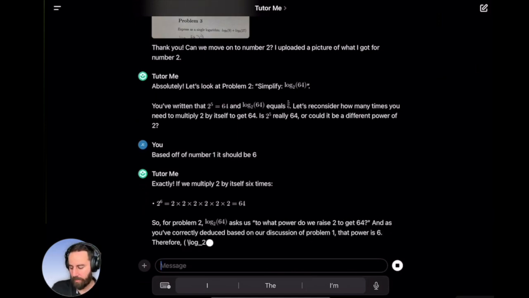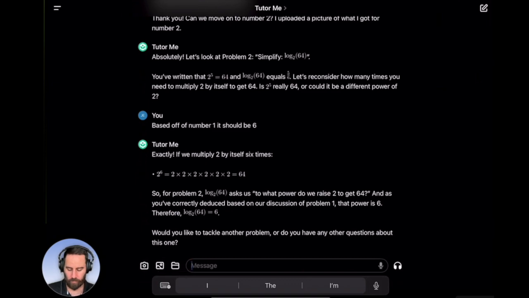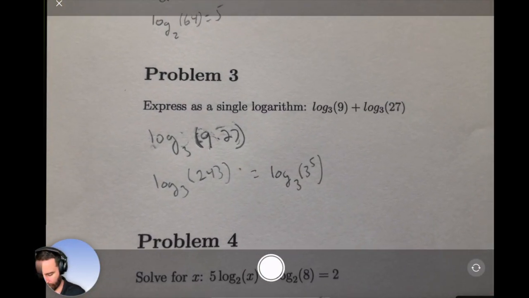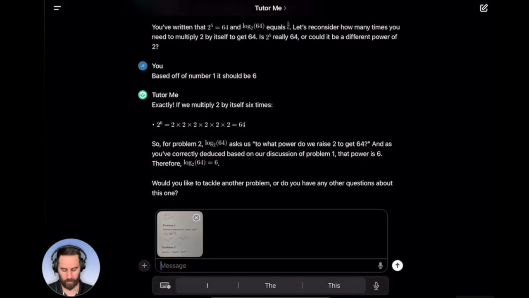Express as a single logarithm. Remember, this one will show what you do when you're adding logs with the same base, what rule. So then we can go over here. Move to number 3.